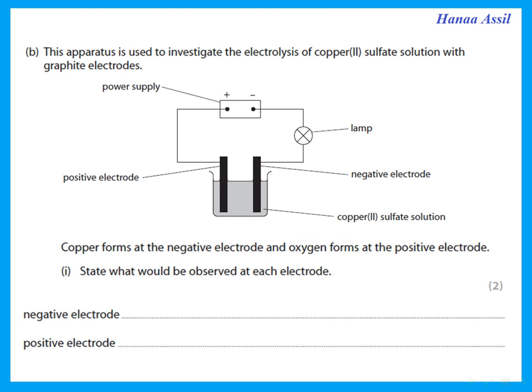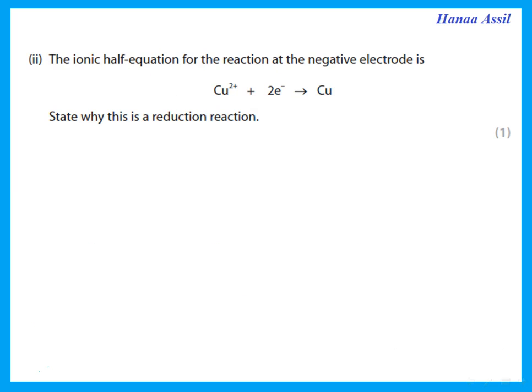So copper forms at the negative electrode. What would be observed? What does copper look like? You should realize that copper is a reddish brown solid. So what we see is a reddish brown solid or reddish brown metal forming. Now, what do we see at the positive electrode? Oxygen forms. That means I will see bubbles of colorless gas.